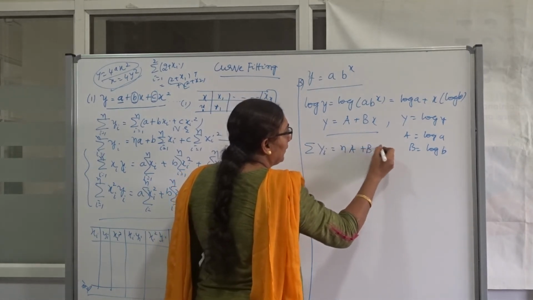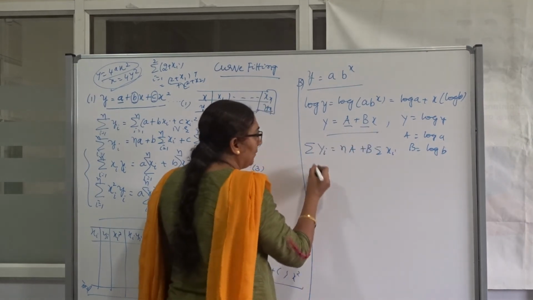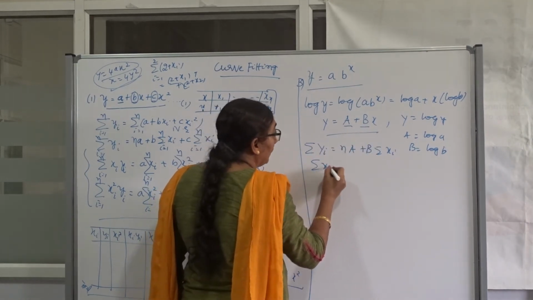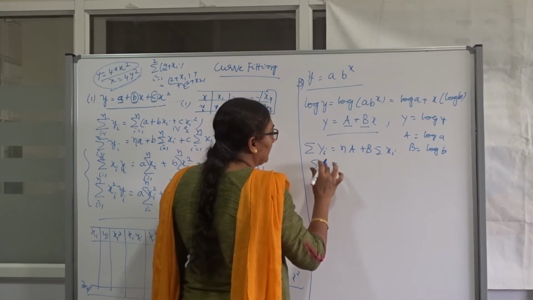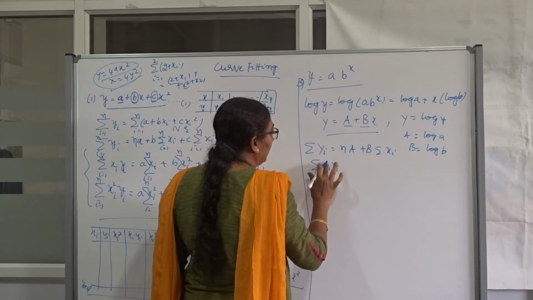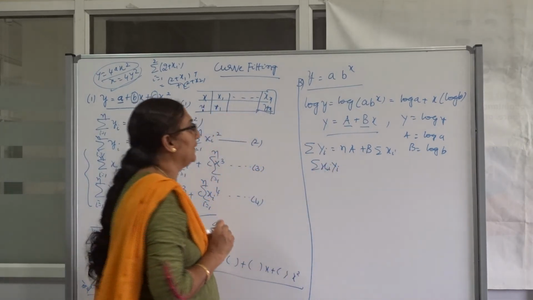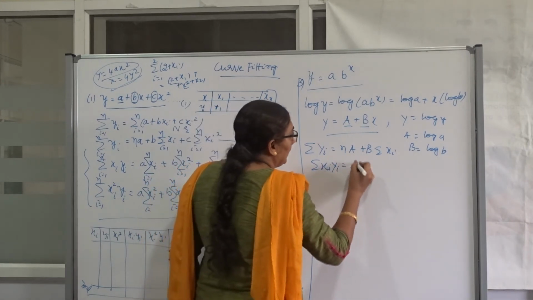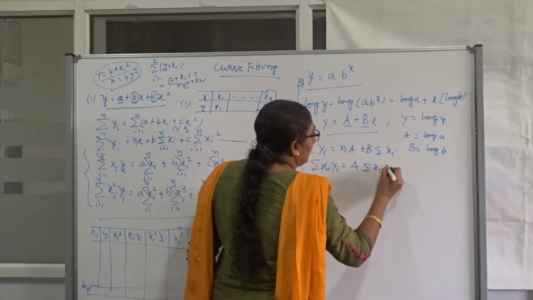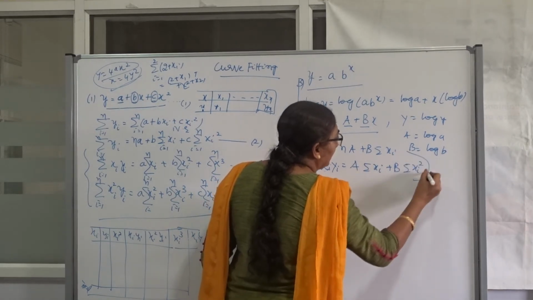I am not explaining because it's already explained. Based on A. Next, based on B. First, you multiply by x and take summation of small xi. Keep in mind, even though in the textbook they have given capital everywhere, I am not going to change everywhere to capital because we get confused at the end. This must be equal to A into sigma xi plus B into sigma xi square. These two are the normal equations.